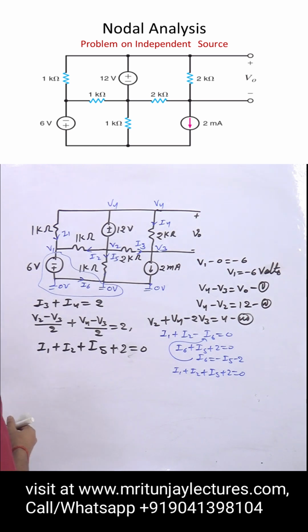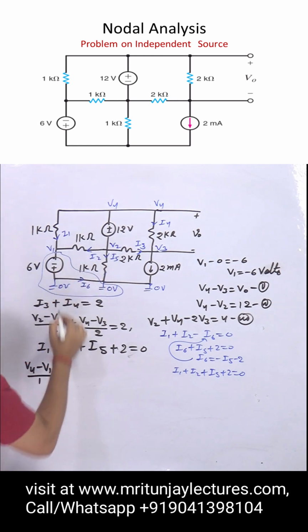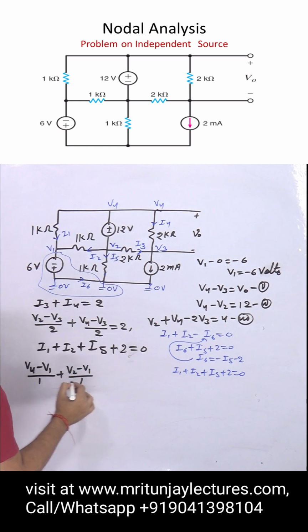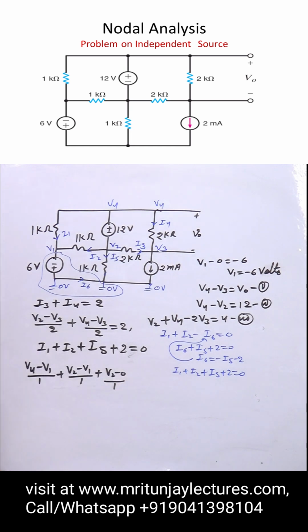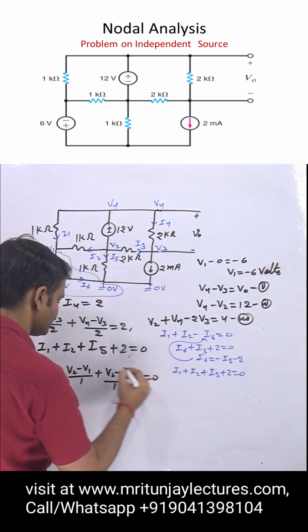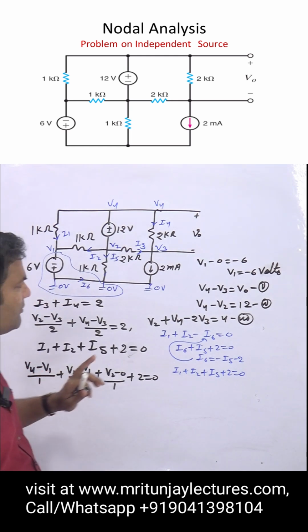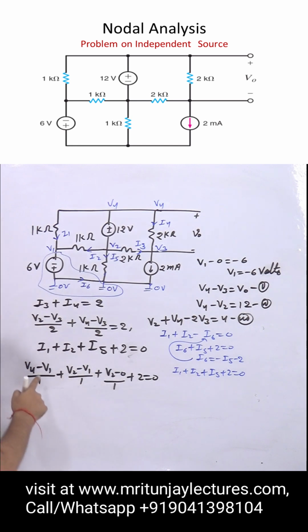Clear or not? So what about I1? I1 is V4 minus V1 divided by 1 kilo ohm, and V1 is minus 6. I2 is written as V2 minus V1. I5 is V2 minus 0 divided by 1, and plus 2 will be equal to 0. Now put this value, V1 is minus 6. So minus V1, so plus 6, that is 12, 12 plus 2, 14.